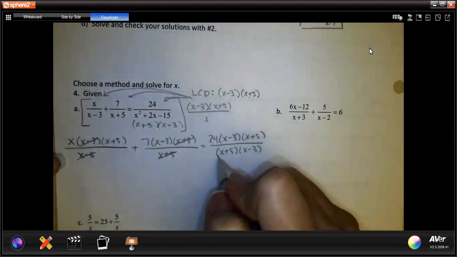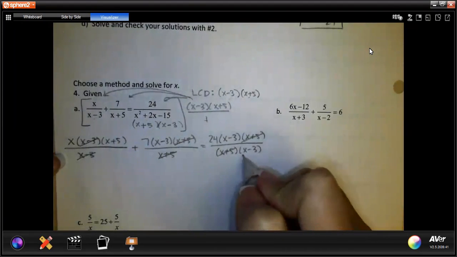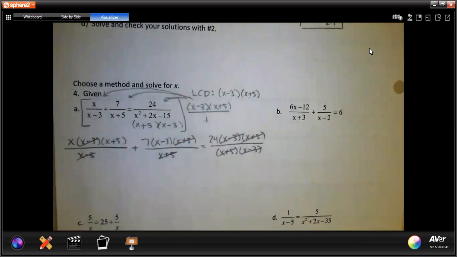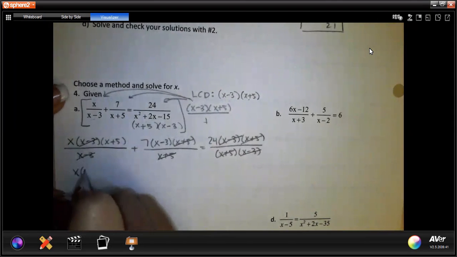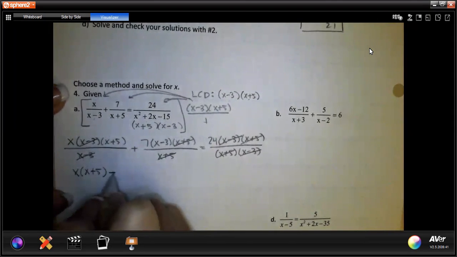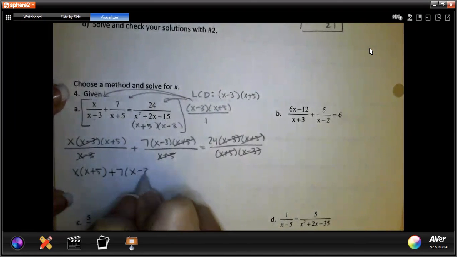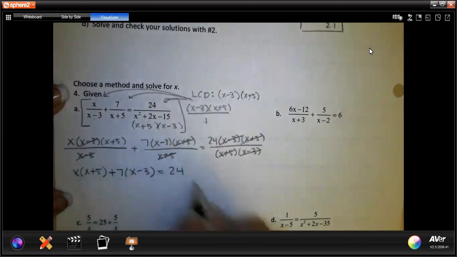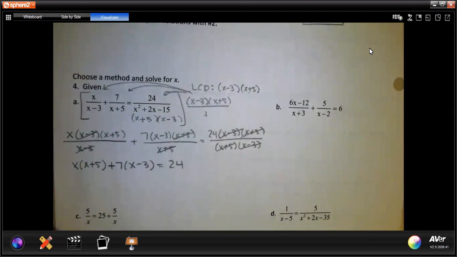And then the x plus 5 and x plus 5 and the x minus 3 and x minus 3 cancel there. So we've got nothing left in the denominators. They all canceled. We're left with x times (x plus 5), 7 times (x minus 3), and 24. We've got a regular equation we should be able to solve. So we've taken that really from Algebra 2 down to an Algebra 1 equation.